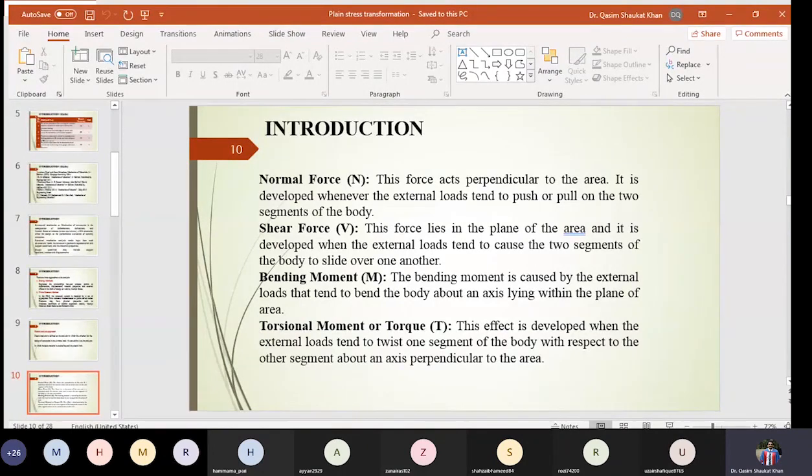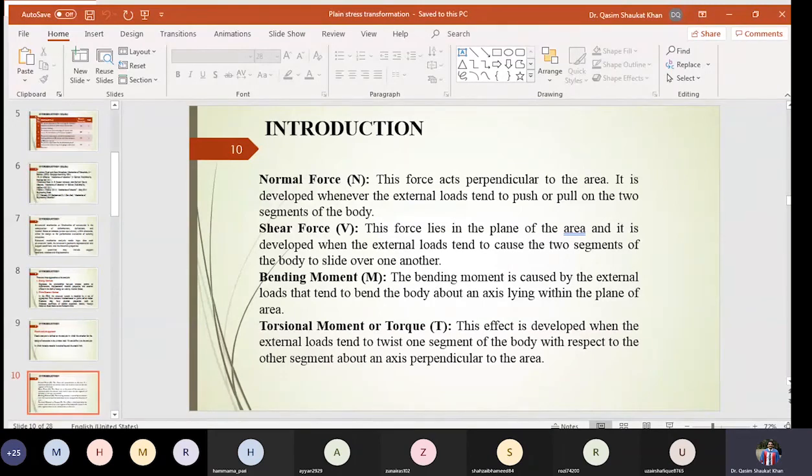ठीक है जी. So normal force is the force which acts perpendicular to the area, and it is developed whenever the external loads tend to push or pull on the two segments of the body. So due to the normal forces, there will be normal stresses. Positive normal stress is your tensile normal stress, and negative normal stress is your compressive normal stress.